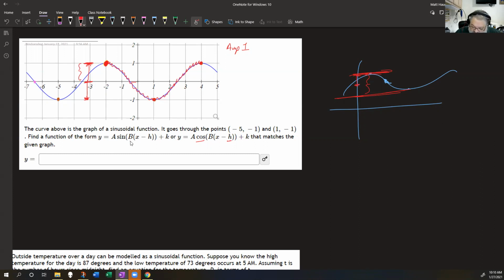Okay, the first big one is going to be this period. The period, we could go from any point to the repeat of that point. We could go from this point to where it happens again and count our period. But it tends to be easiest to go from either a max to a max or a min to a min to find your period. They're just usually easier to pick out. So that period looks like it's 6 units.